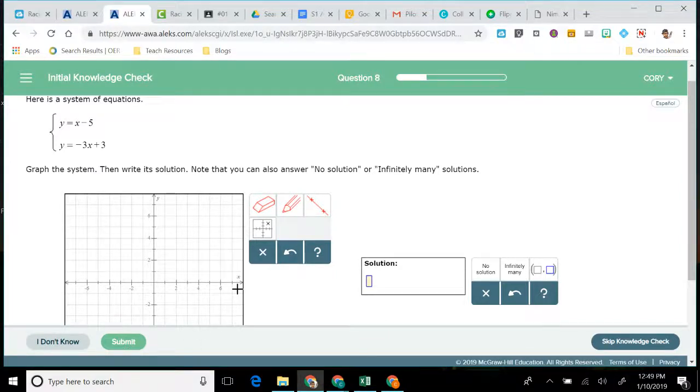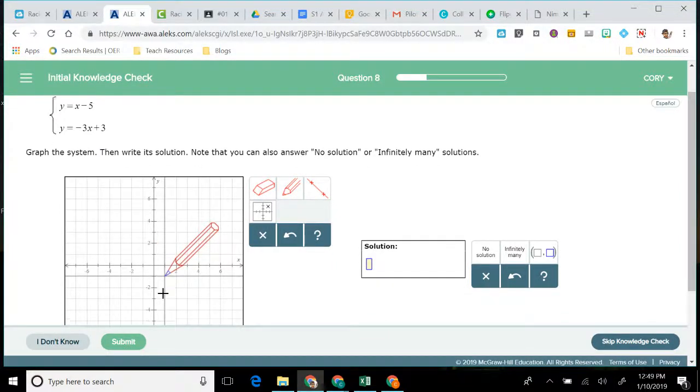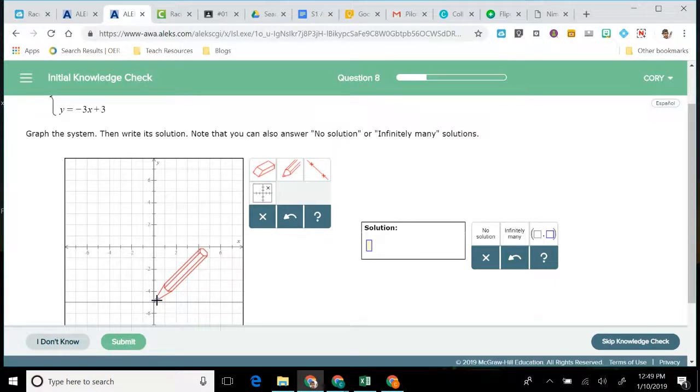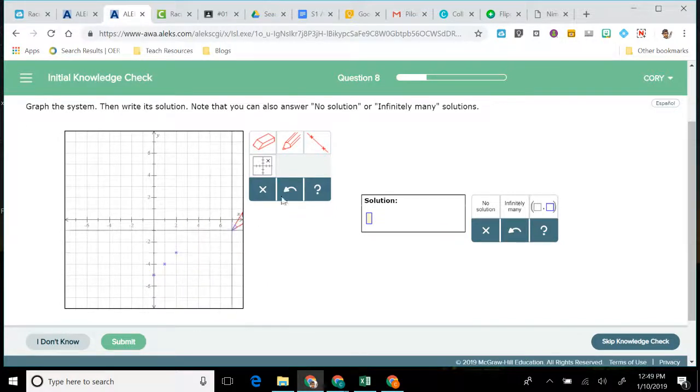So I will plot my first one by putting a point at -5. Angelica, this is what you were doing. And then the slope is 1, so I go up 1, and over 1 for the second. So then I'll draw that line right away.